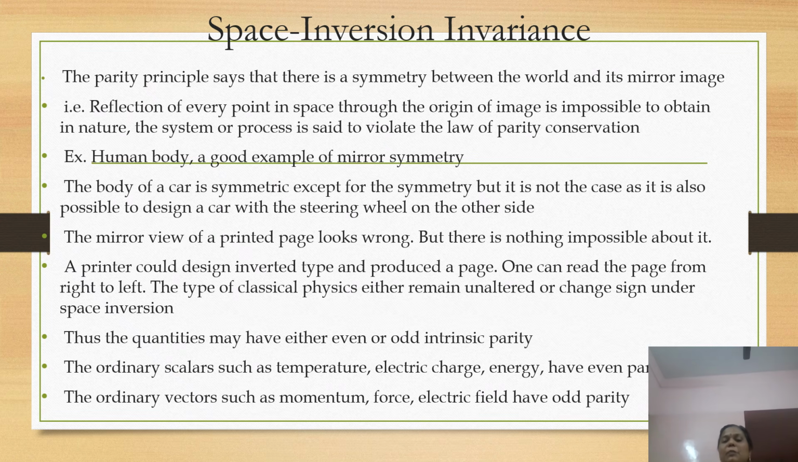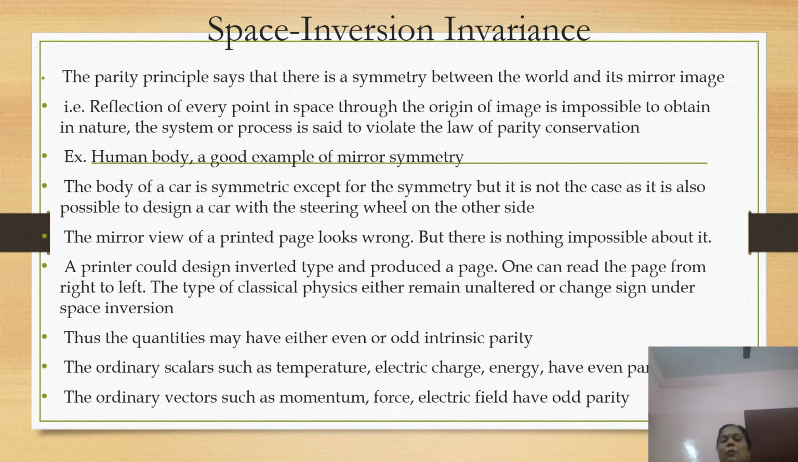So the next property is space inversion invariance. This parity principle says that there is a symmetry between the original image and the mirror image. If there is a symmetry, then that conservation law is called space inversion invariance. Or to put it in a nutshell, if reflection of every point in space through the origin is impossible to obtain in nature, then the system is said to violate the law of parity conservation.